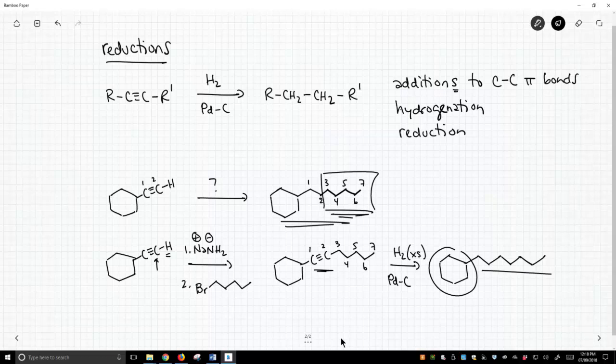So this is a really nice way to make larger carbon containing molecules, because we can use this SN2 reaction of our acetylide and the halide, and then we can reduce away our triple bond just to a regular carbon-carbon single bond. So that is one common application for alkynes. There are more reactions of alkynes than just this, but this is all we'll cover in this particular course.